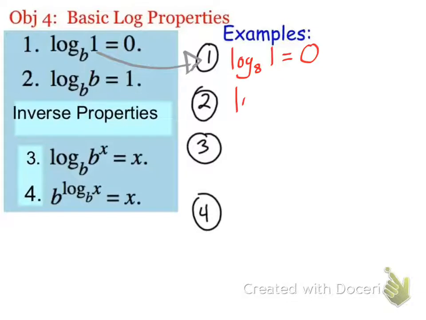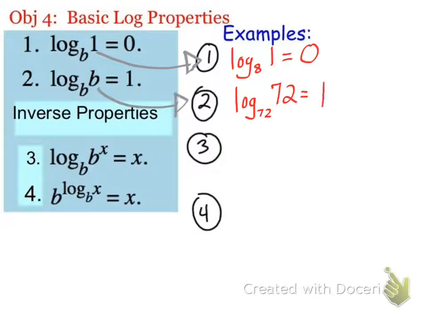The next property, log base b of b equals 1. Looking at an example here, log base 72 of 72, remember that's asking 72 to what power equals 72? Well, 72 to the first power equals 72, and that's true for whatever base you have. Whenever the base is inside of the logarithm, that will always equal 1.